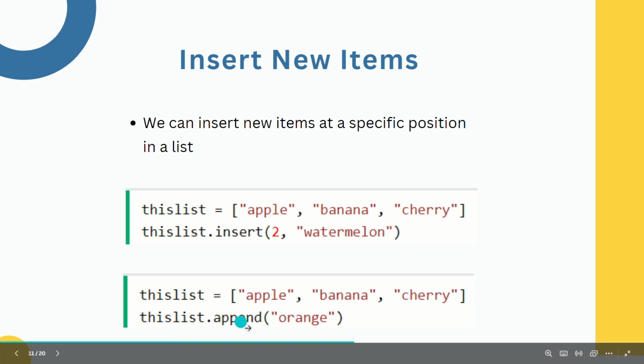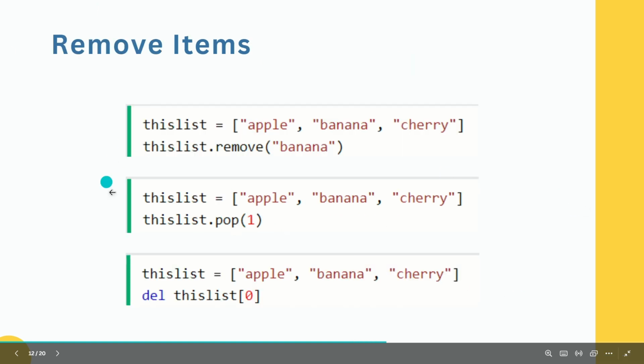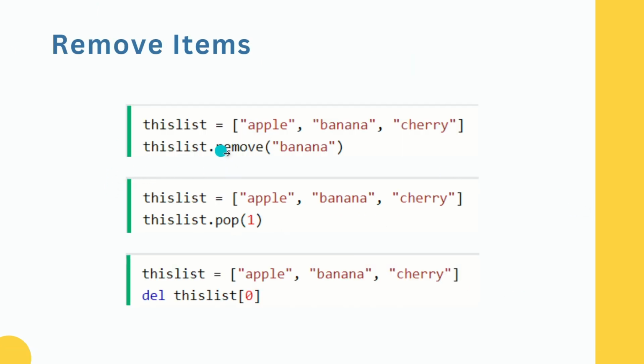Now we also have another function if you just want to add an item to the list at the end. By default this append function will add the item at the end of the list. So when I use append, orange will be added right after cherry. Now to remove items, you can simply use the remove function if you know what the item name is. In this case we know what is present inside the list which you want to remove exactly. It can be a number, a boolean value, or a string. So it will find banana and it will remove it.